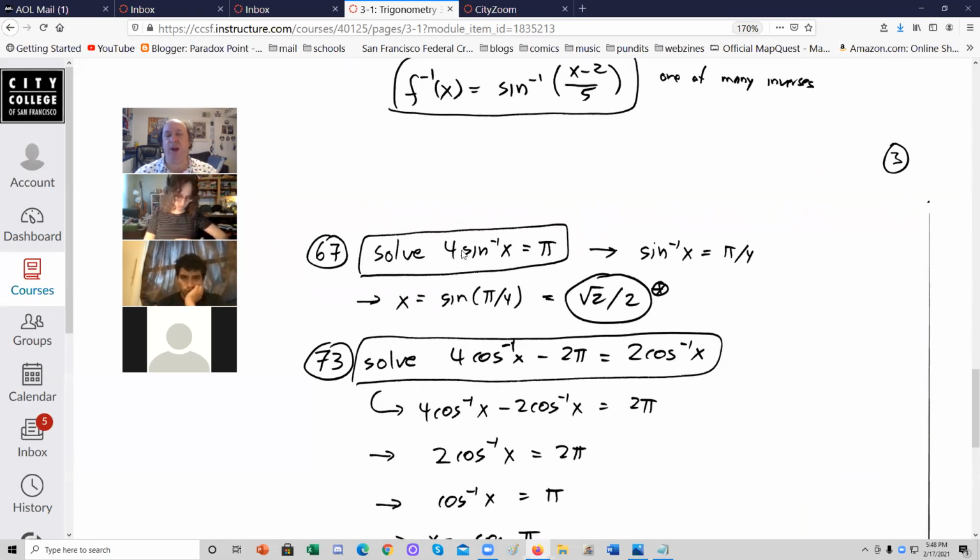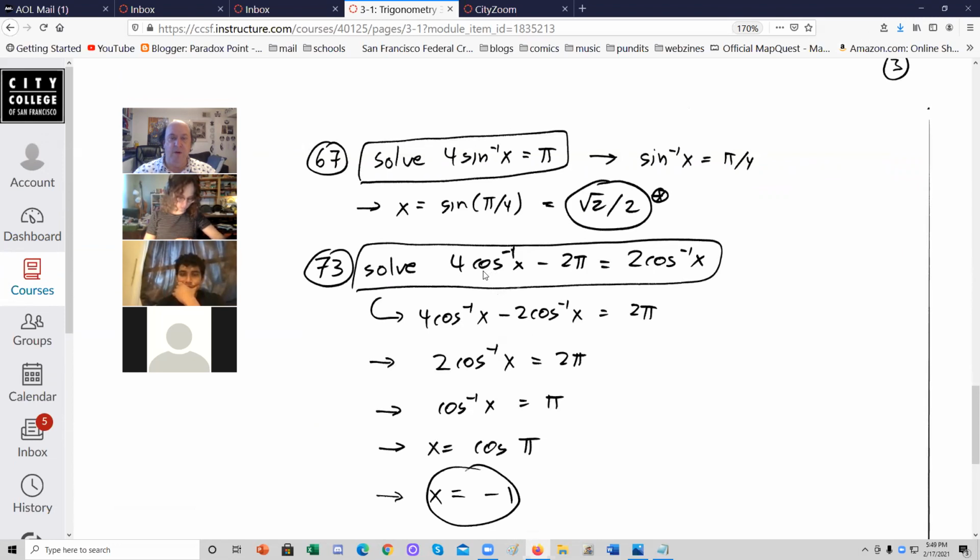Here, solve sine of arcsine x equals pi over 4... okay, first we transpose the 4. Arcsine x equals pi over 4. Here we can take sine of both sides, and it'll be x on this left side, no problem. So it'll be sine of pi over 4, and that's √2 over 2.